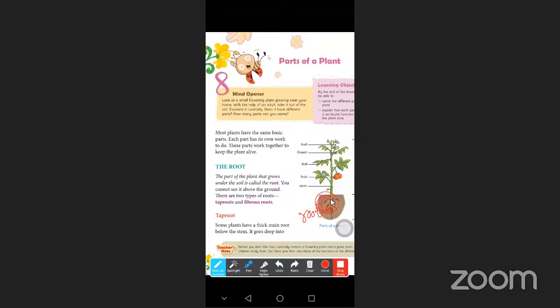You cannot see it above the ground. Above the ground means it is not visible from above. It is under the ground. It is the root system. There are two types of root systems. You can see them at your home side also.